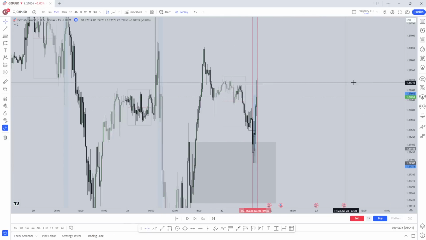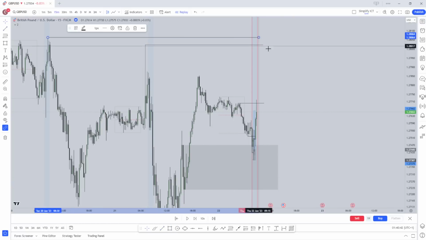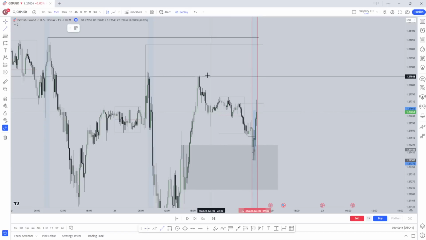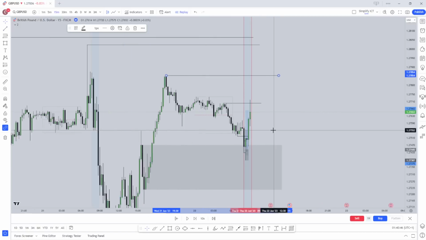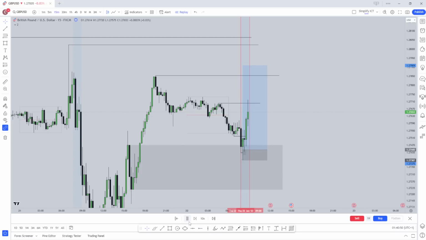We've got Asian highs right here. We've got these highs on the left right here. So as you can see, this high over here, we've got this high over here, we've got this main high over here. It's up to you where you want to target. However, I'm showing you multiple TP levels.